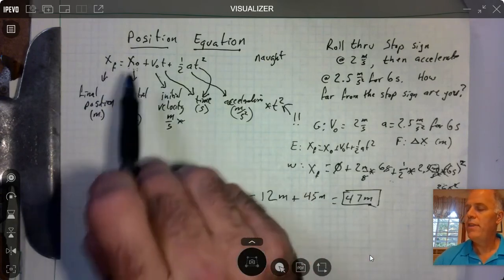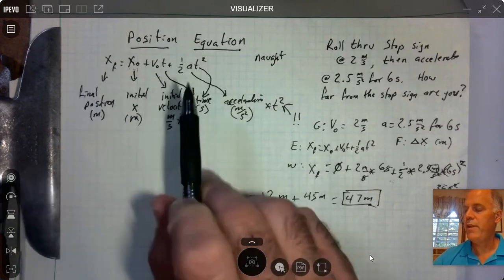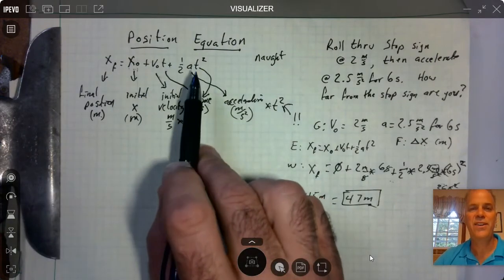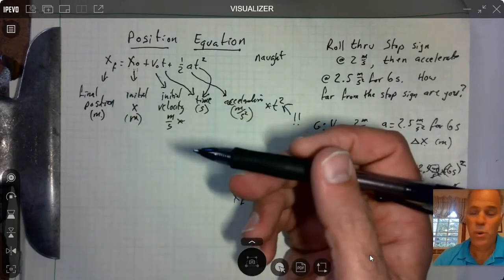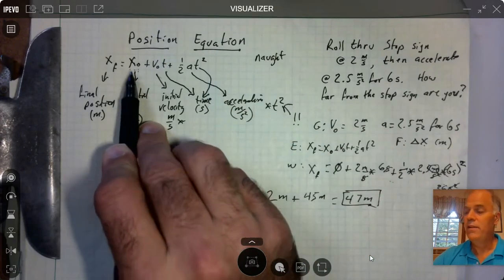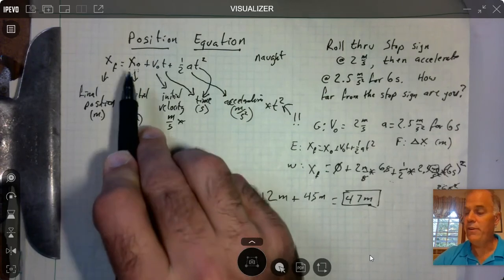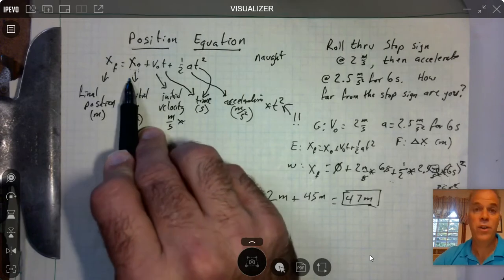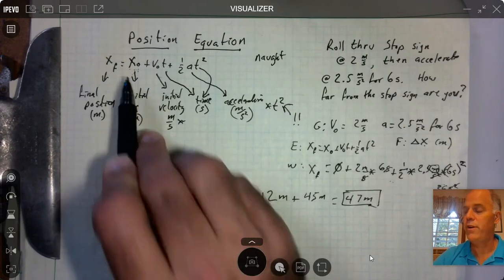That's the point. The other thing, and this starts to make sense of it, is this handles all of the possibilities that could happen to the object that we're watching. The first one is where it started. We have to take that into account. If we didn't start at the origin, we want to know where it wound up, then we have to know where it started relative to the origin.